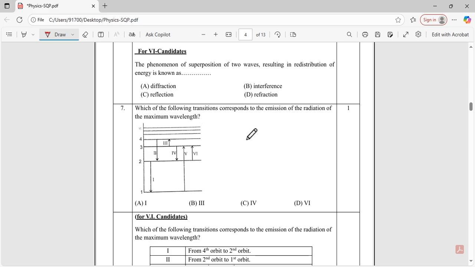Now question number 7. Which of the following transitions corresponds to the emission of radiation of maximum wavelength? Here we see 3, 5 and 7, and 1, 2 and 4. These 3, 5 and 7 represent the absorption of energy.